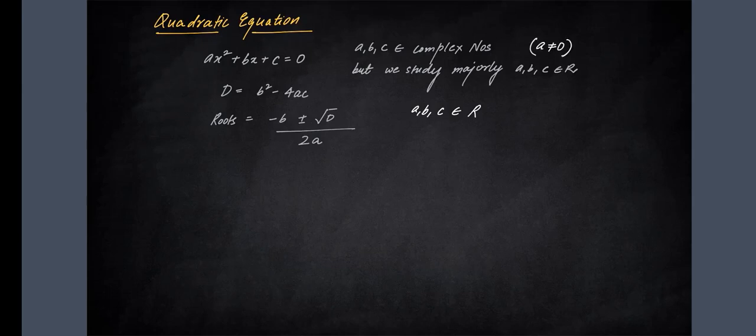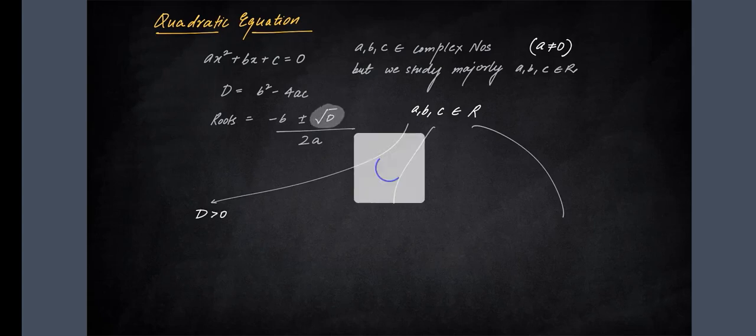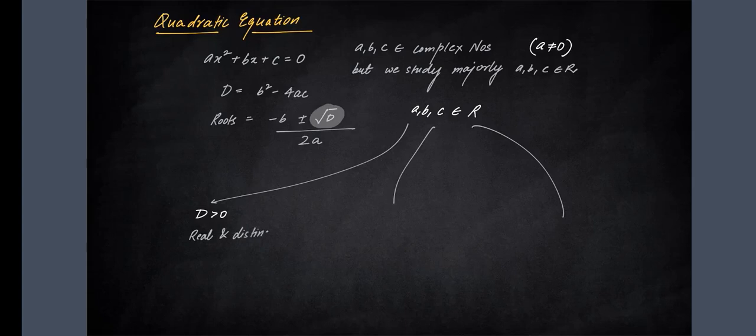So if a, b, c are real, then what can we say about the nature of the roots that we have already studied? There are three conditions based on D. If your D comes out to be greater than 0, then it will be a real number. So the roots are real and they will be distinct. There will be two different values. You must have remembered this by now, right?